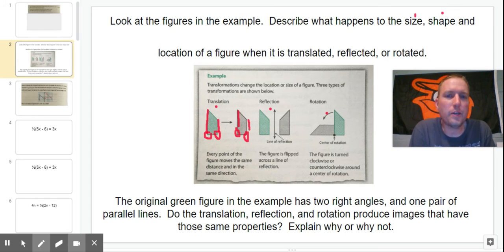What I would like you to do is work on your practice and problem solving workbook. You are going to be using what we just talked about in the example with translated, reflected, and rotated figures to answer the questions on the next page.